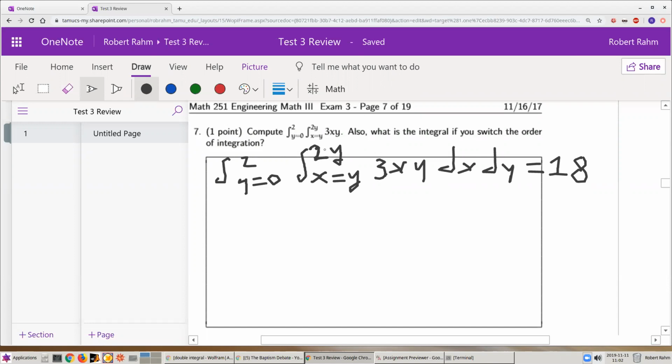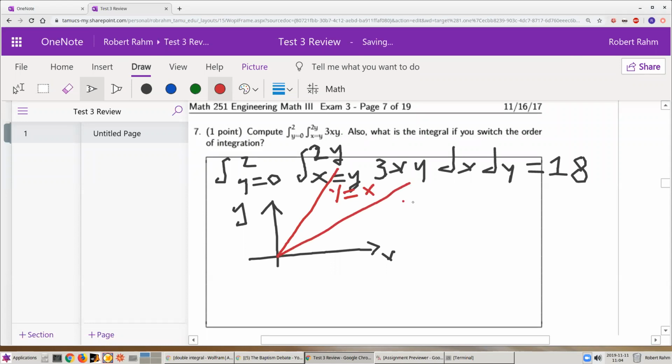If you look at the x integral, x is going to go from the line x equals y to the line x equals 2y. So the bottom limit is going to be x equals y. Let me graph that. In the xy plane, the line x equals y is the same as the line y equals x. Okay, and the line x equals 2y is the same as y equals x over 2. So that's going to be like this line.